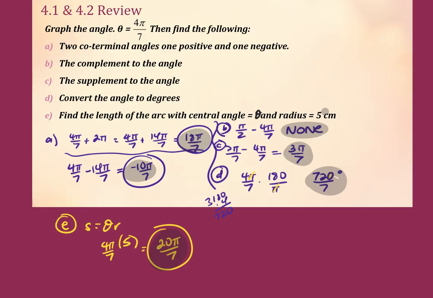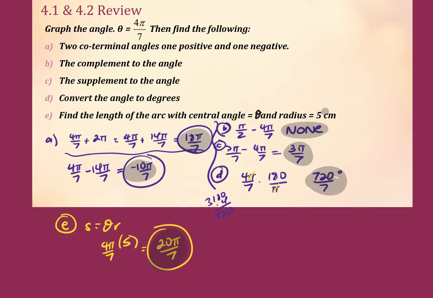And then this is the one that you most commonly miss, the complement to the angle. So it's pi over 2 minus the angle, and that can't be negative. We would say there's none. Same thing if it was a supplement. Like if my original angle was 8 pi over 7, there's also no supplement. You can't have a negative supplement, okay? But this time there's a supplement at 7 pi over 7, or 3 pi over 7.